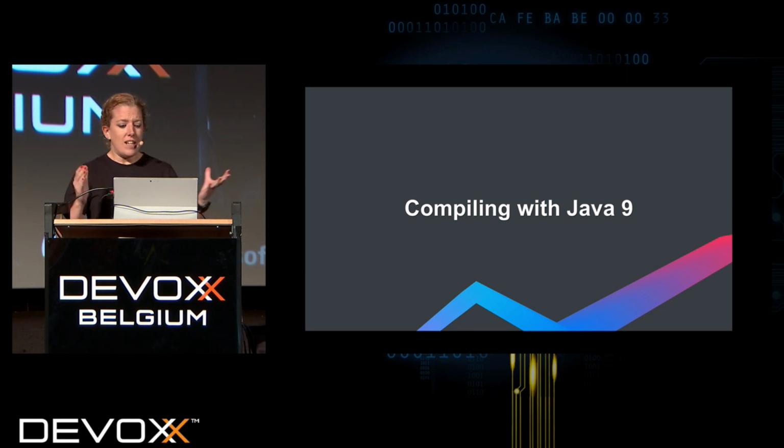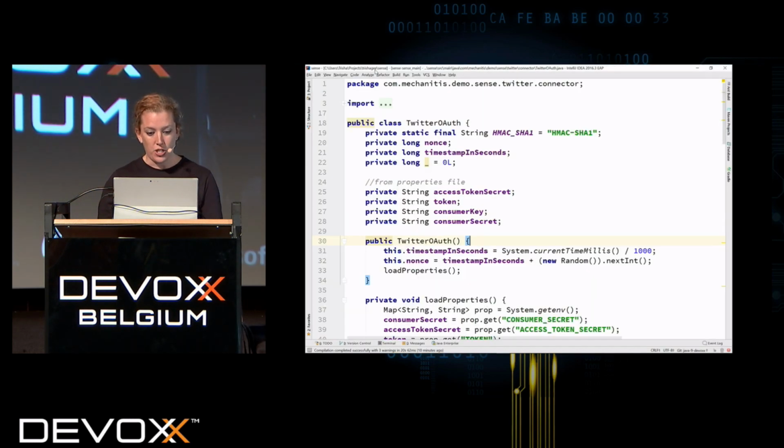So let's go straight ahead and try to debunk the first thing: that Java 9 might break everything. We're going to start by trying to compile a project in Java 9.